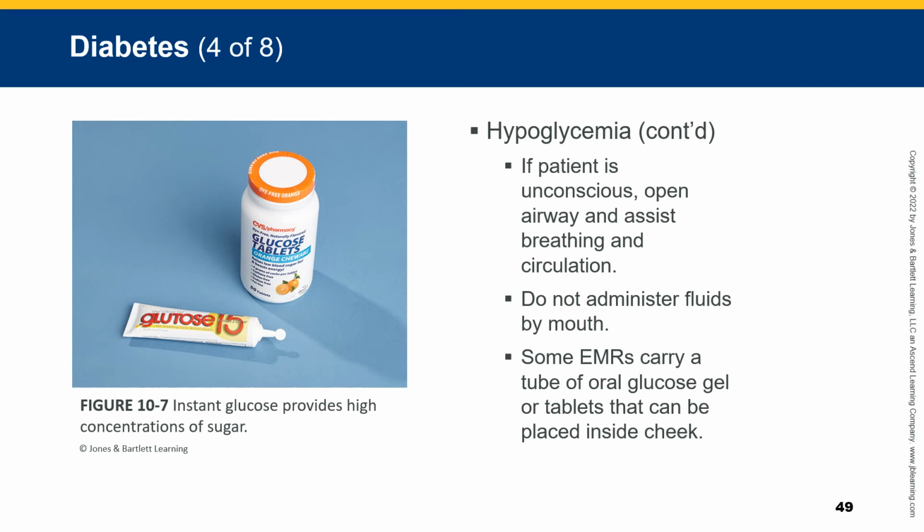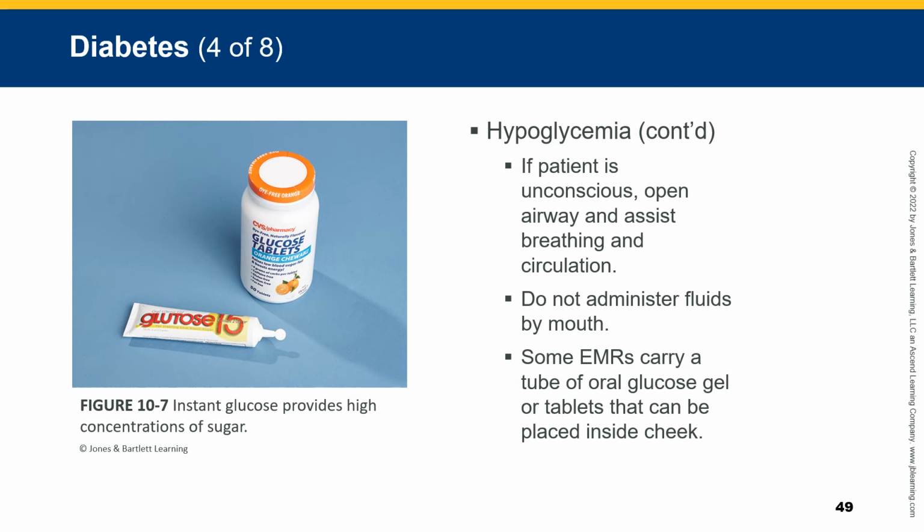Continuing with hypoglycemia, if a patient is unconscious, open the patient's airway and assist breathing and circulation. Do not administer fluids by mouth because the patient may choke and aspirate the fluid into the lungs. The patient must have glucose administered intravenously as soon as possible.